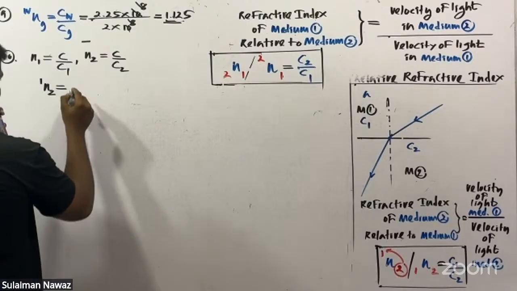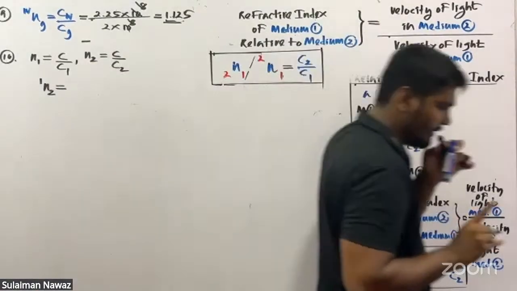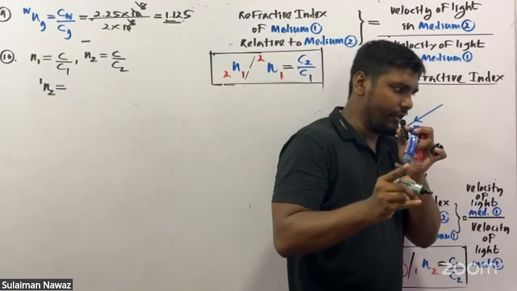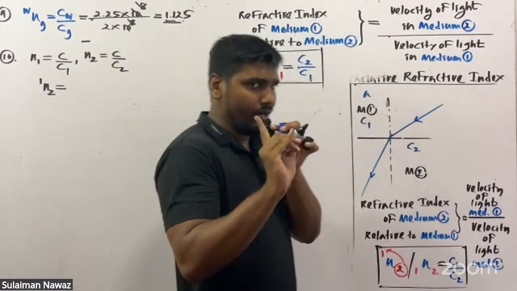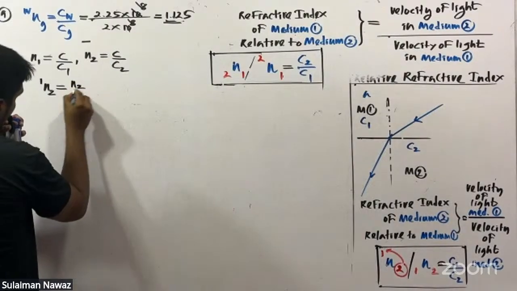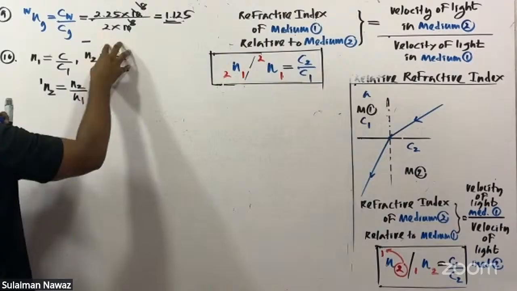It should be N2 over N1. He has made a mistake. As per my understanding, it should be N2 to N1. We'll check this. This is what you want to prove: from these two, you want to show this one.